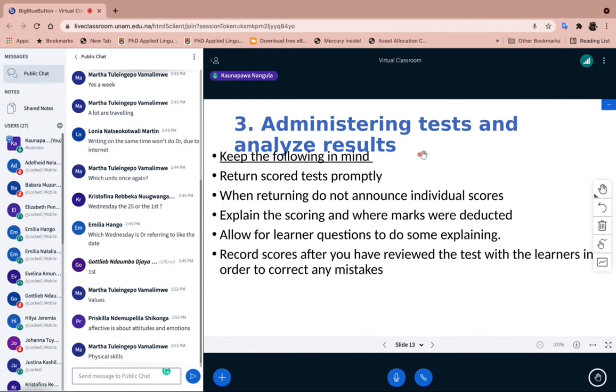So what you need to keep in mind is you return the scores of the students promptly, all right, as soon as you can. Okay, you can try that. Don't put it off. Don't procrastinate. And then we're returning the results. Then we're returning the test. Refrain. So avoid announcing individual scores.